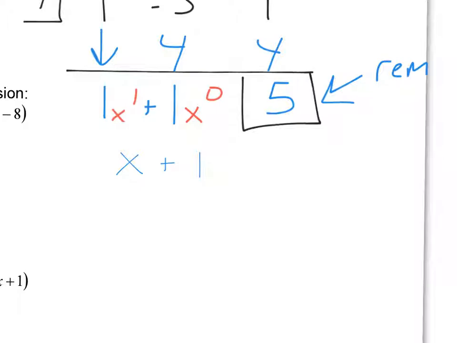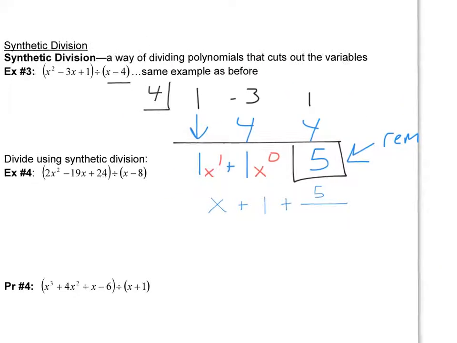And then we said we have a remainder 5, so that means we have 5 over whatever we were asked to divide by. And remember, we were asked to divide by x minus 4. So x minus 4. If you take a look on the previous page, it's the exact same answer that we got from doing long division. That's because it's really the same process. It's just kind of a little shortcut.